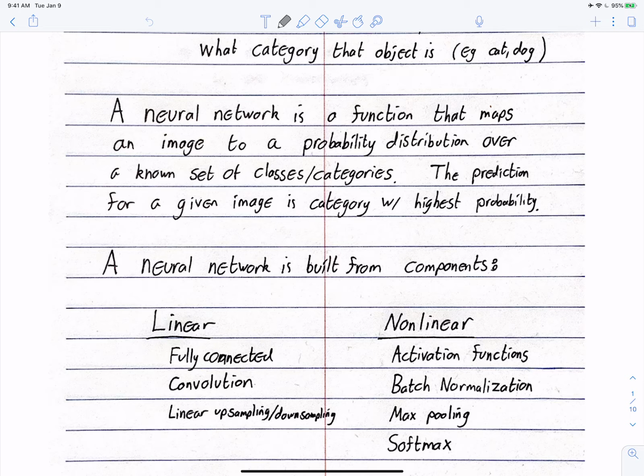Nonlinear components can include activation functions, such as the ReLU, which we'll also talk about in a minute, batch normalization, things like max pooling, which is like nonlinear downsampling, and softmax, which we'll talk about in a minute as well.